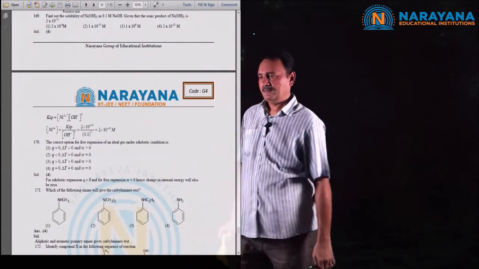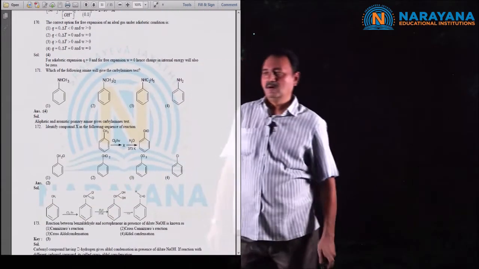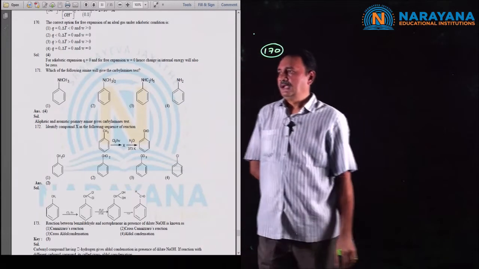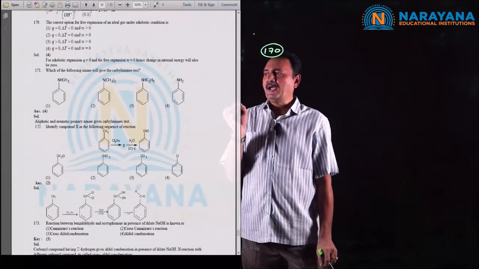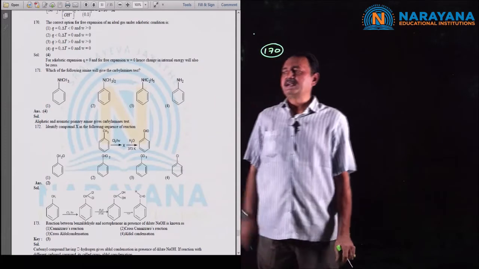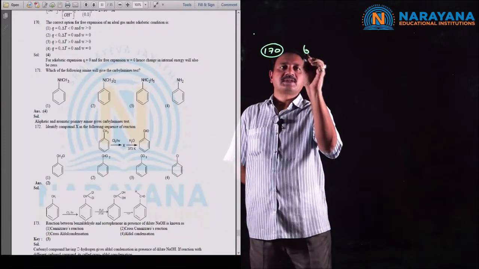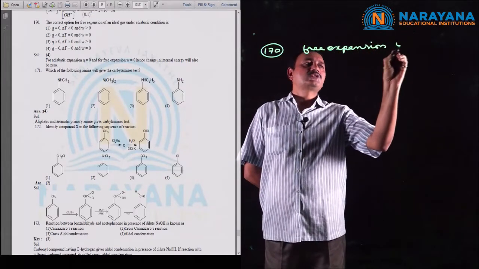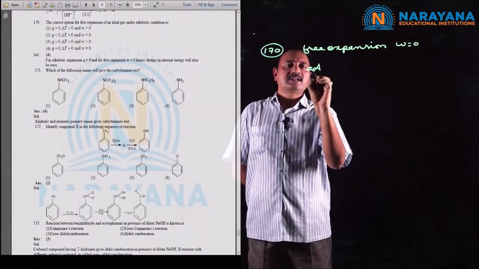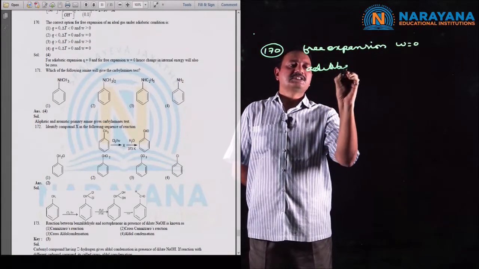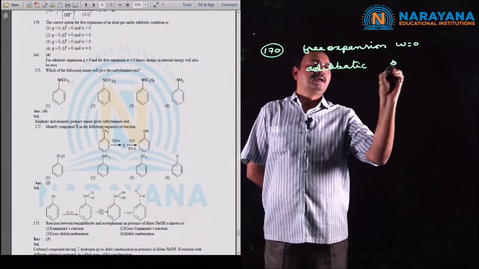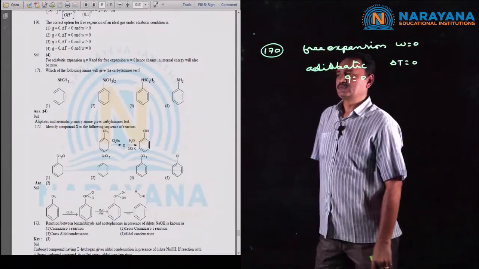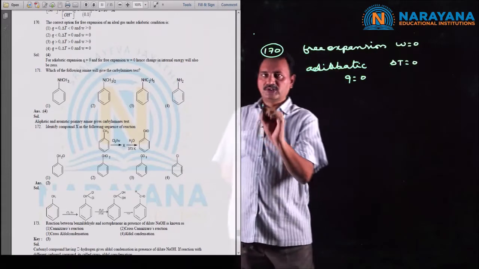Next question number 170. The correct option for free expansion of an ideal gas under adiabatic conditions. Work done in free expansion is equal to 0. Now let us consider the adiabatic process. In an adiabatic process, Q is equal to 0. Under these conditions, delta T is also equal to 0. Now the correct option is the fourth option.